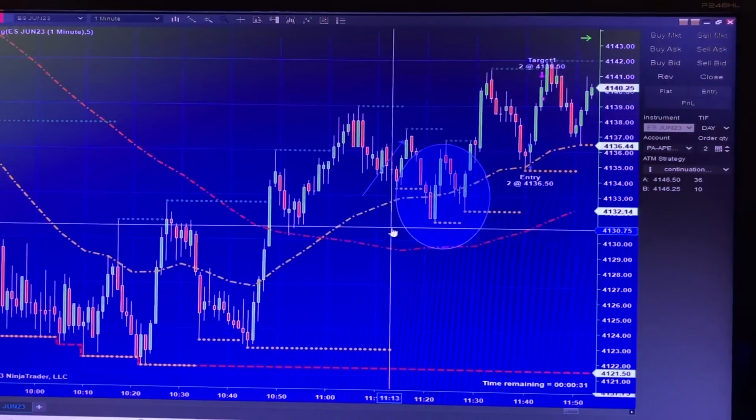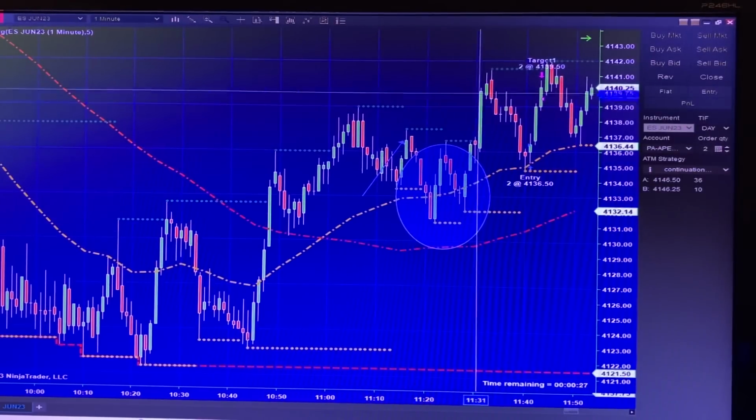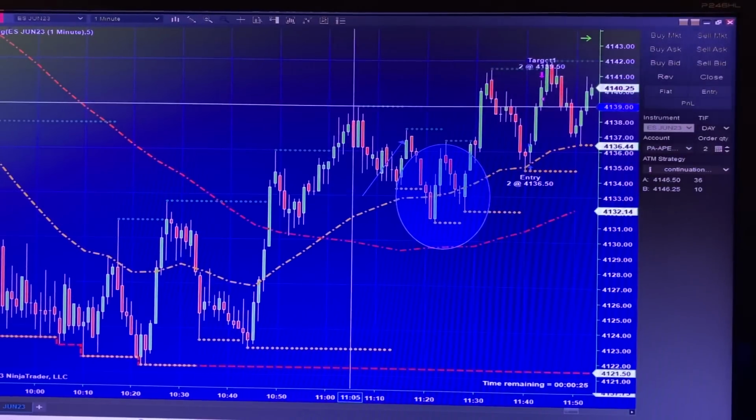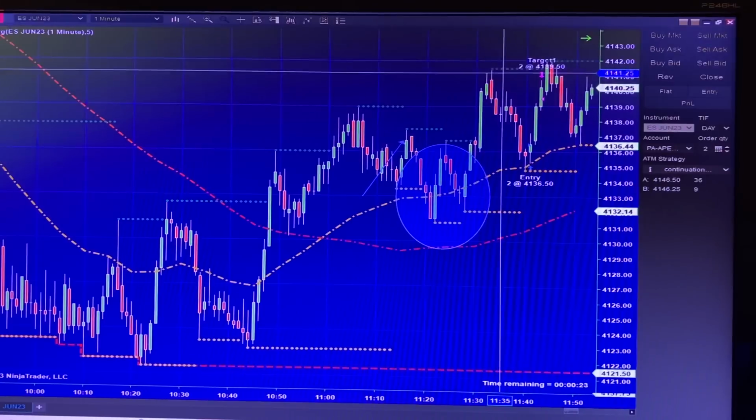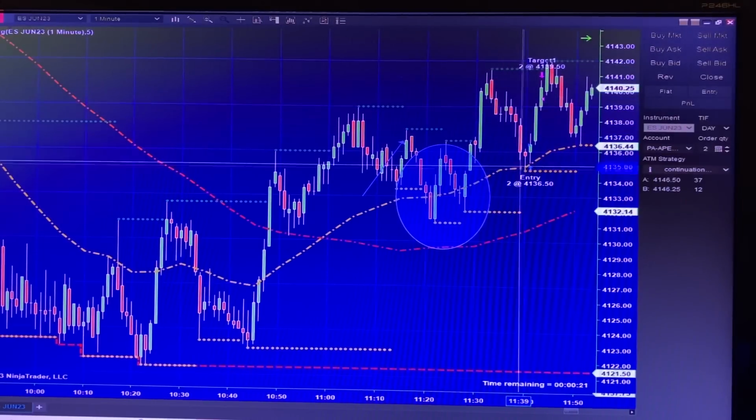All right, so the first attempt, I didn't take it. I wouldn't take it. But what happened? We broke up. We got a new pivot high. See, we broke this pivot here. And look at this smooth pullback.